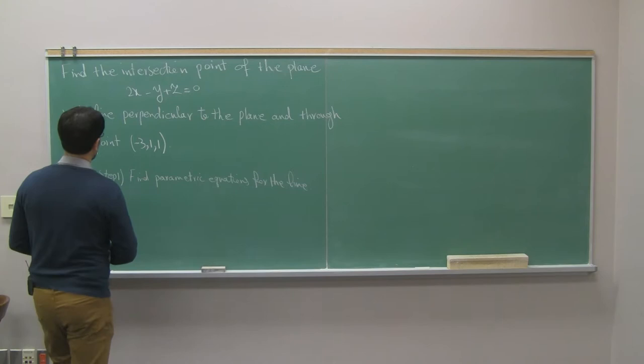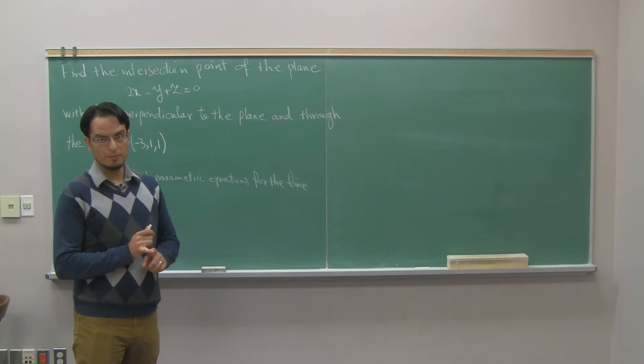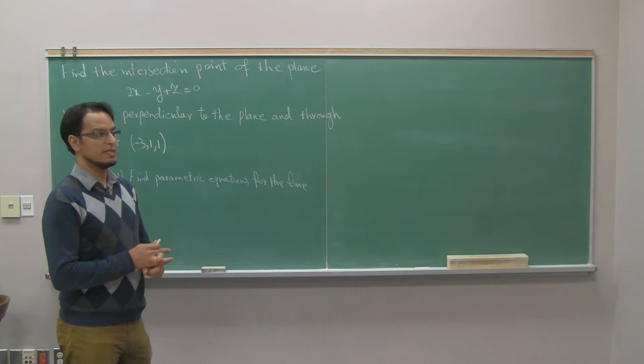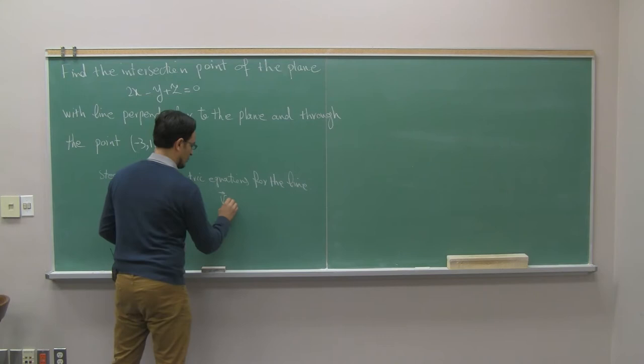To write down parametric equations for a line, I need two pieces of information. One, I need a direction vector, or a vector which is parallel to that line. The second is a point. Here, a point is given. So the point is (-3, 1, 1). What about the direction vector, or the vector which is parallel to the line?